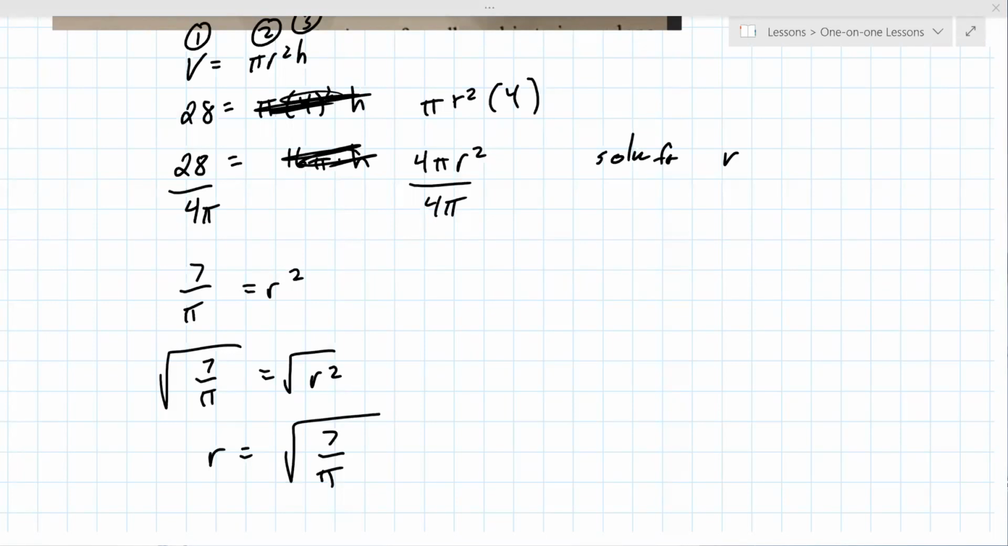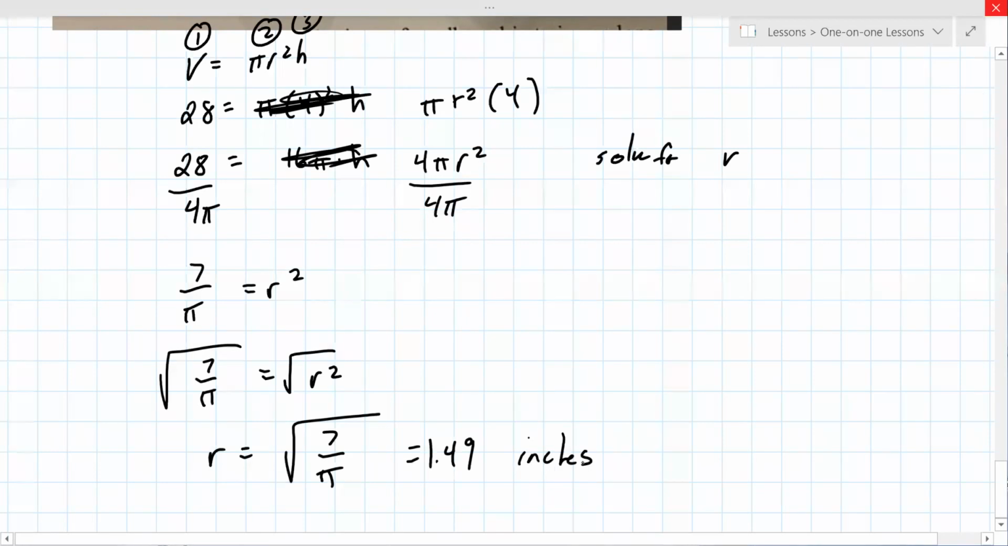1.49. What about units on that? r equals 1.49, and this would be inches. Yes. All right, last problem for the homework will be 41B.